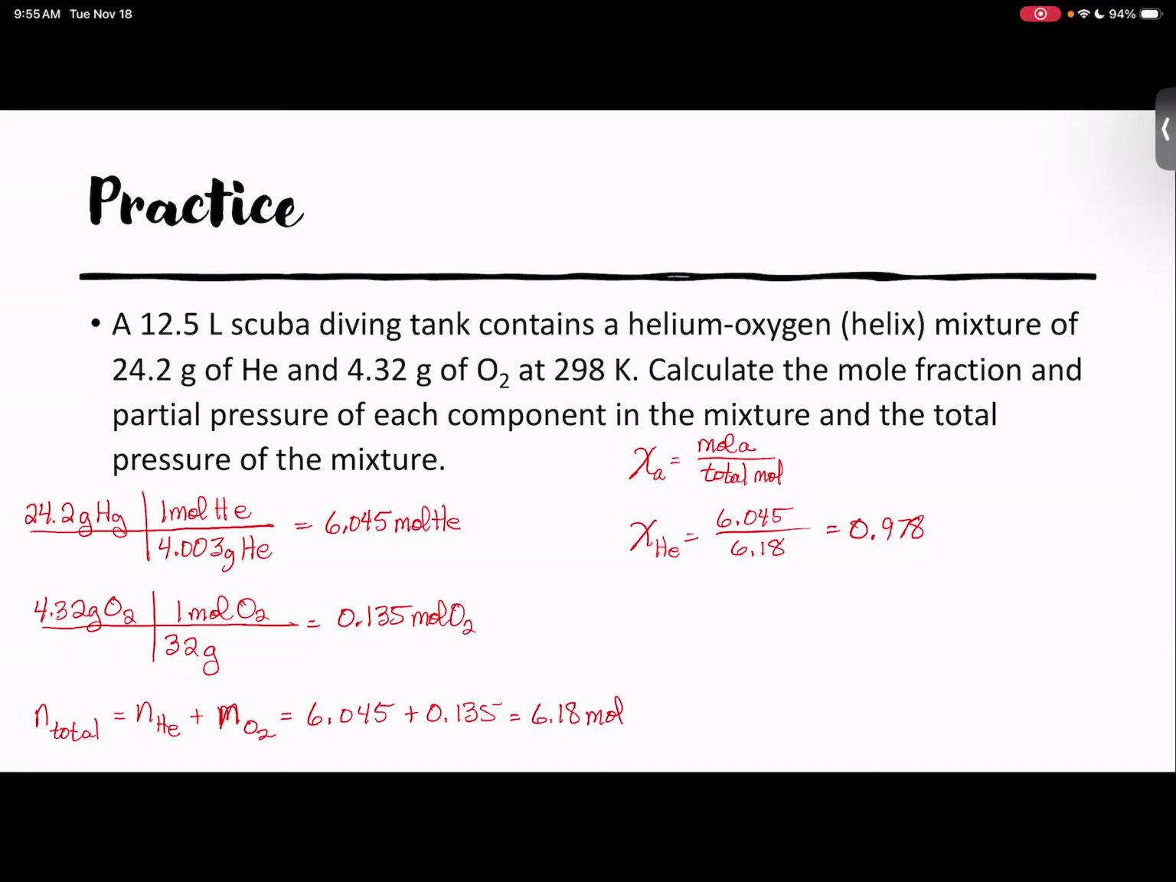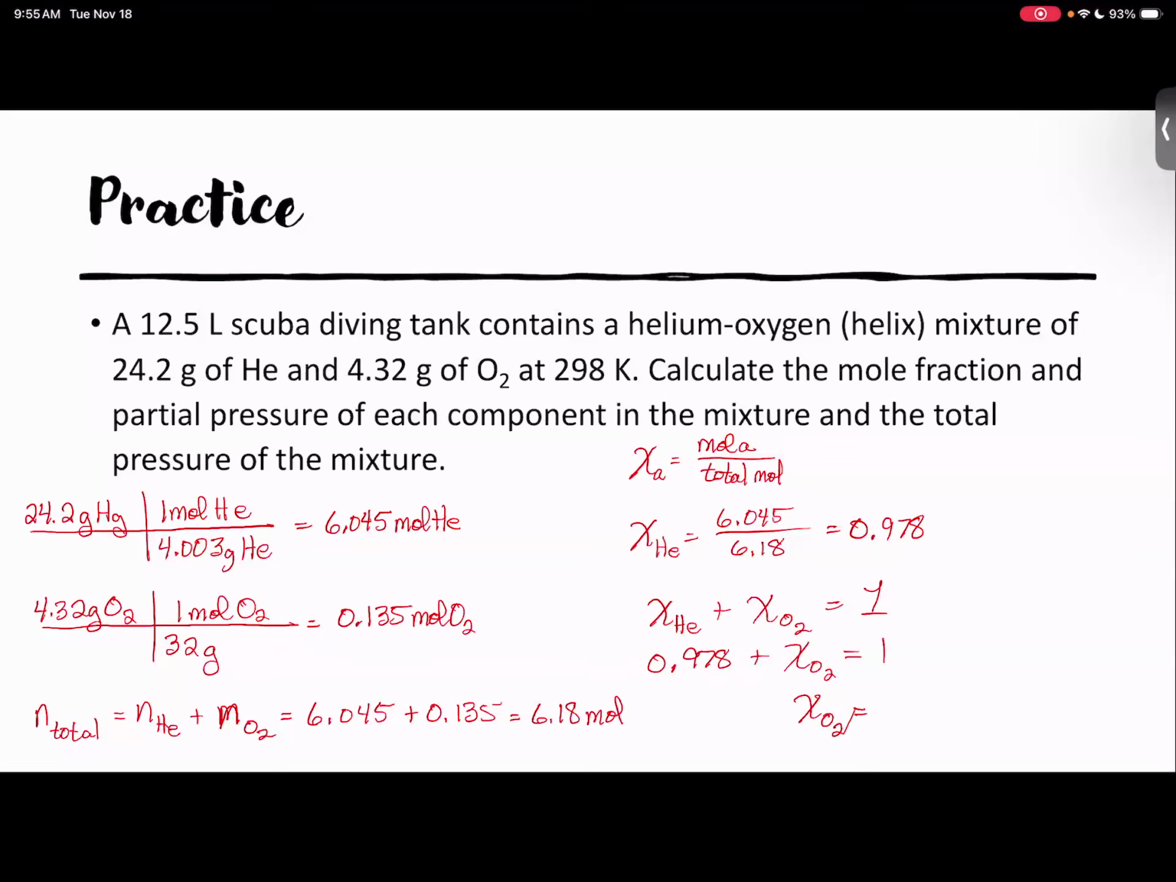Now, mole fractions add up to 1. So that means that the mole fraction of helium plus the mole fraction of oxygen is going to add up to the value of 1. So if the helium is 0.978 plus the mole fraction of oxygen, that adds up to 1. So the mole fraction of oxygen equals 0.022.